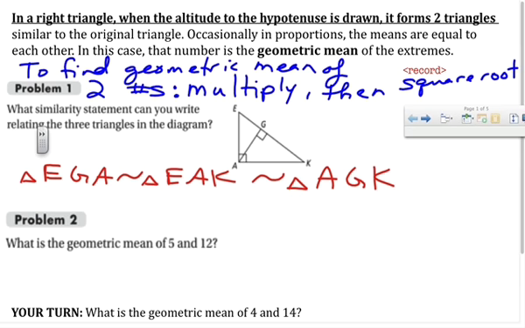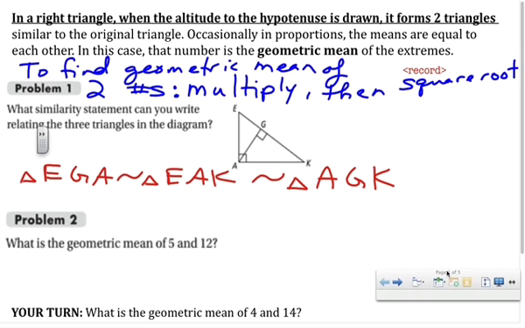However, in your notes, you see that they're expressing geometric mean in a completely different way. I want to make sure to talk about geometric mean in both contexts. In the context of just find the geometric mean of two numbers, and what does the geometric mean look like as far as this lesson goes. So in that paragraph, it says, occasionally in proportions, I'm looking at that second line, the means are equal to each other. So a little bit of vocabulary when we're talking about a proportion.